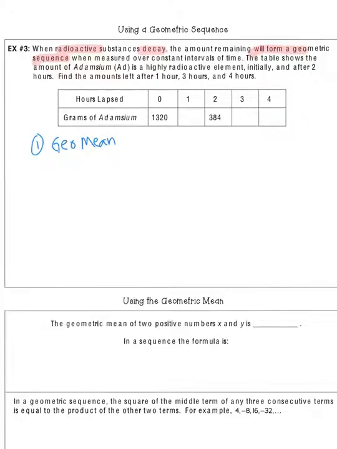Okay, so the geometric mean is going to be the square root of 1320 times 384, which is approximately 711.95. Now we want to round that to the nearest whole number because our significant digits here are whole units. So I'm going to put 712 here. Then step 2, you need to find your common ratio.